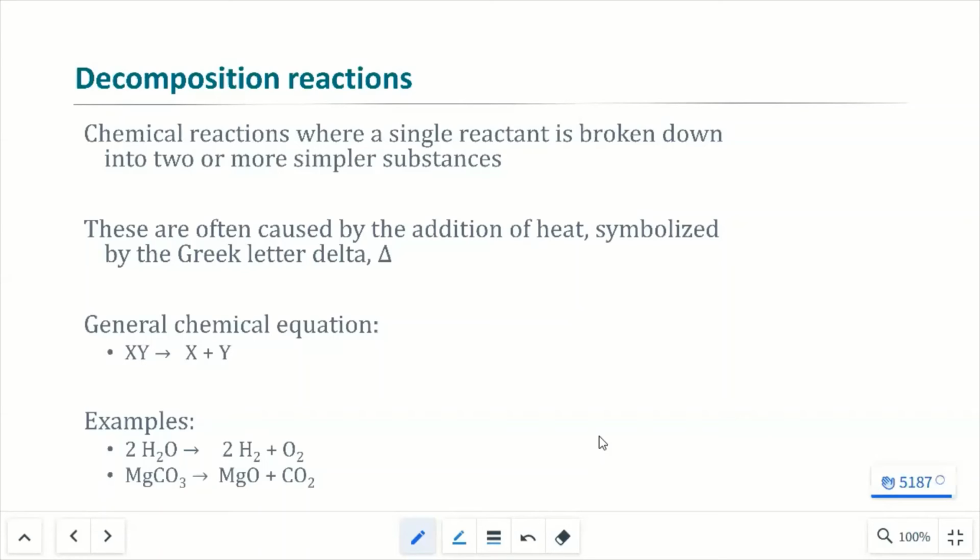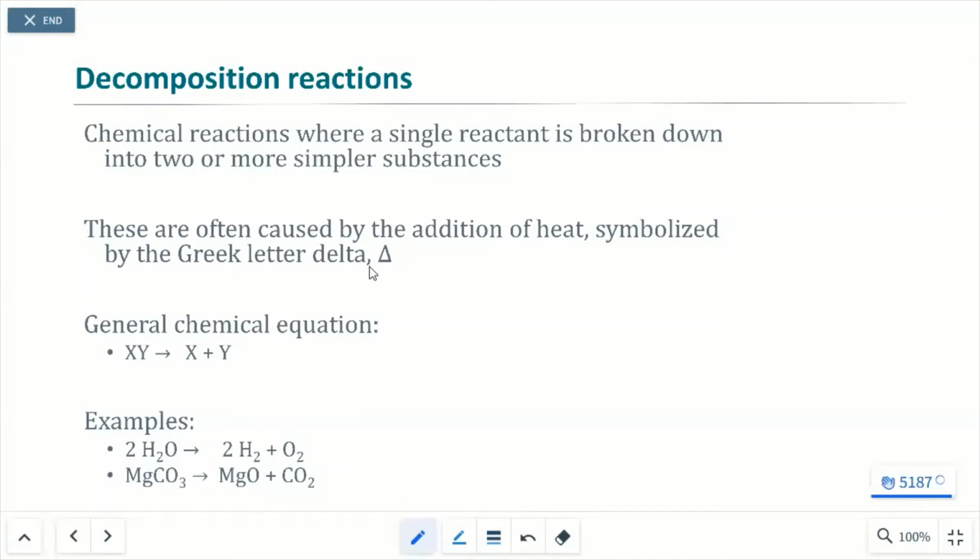When we see the Greek letter delta here in a chemical reaction, that is a sign that we are talking about something being heated. That's what that symbol means. And that is a very common mode of decomposition. So again, the format here, we've got a single reactant breaking up into multiple products. Common examples of that would include water decomposing into its hydrogen and oxygen.